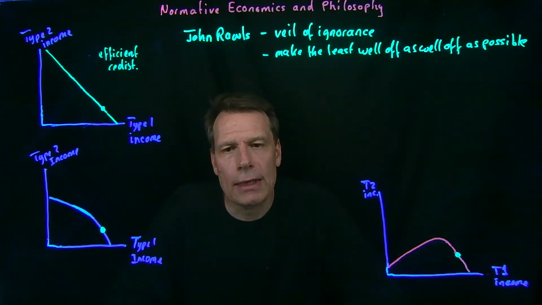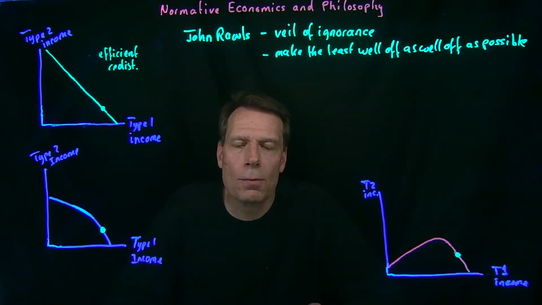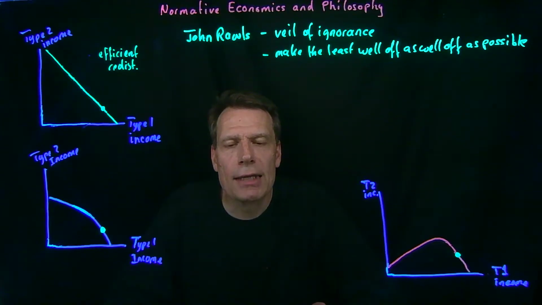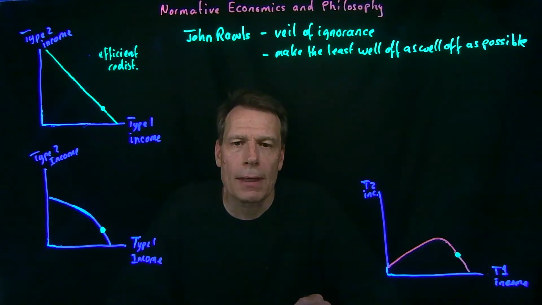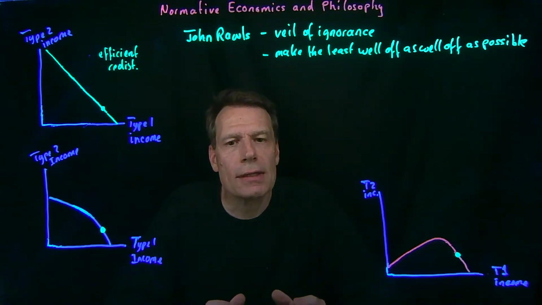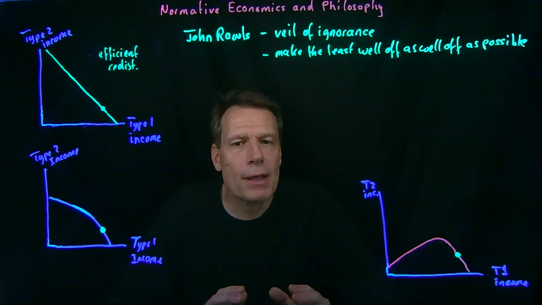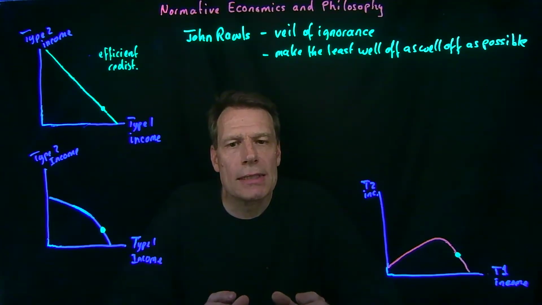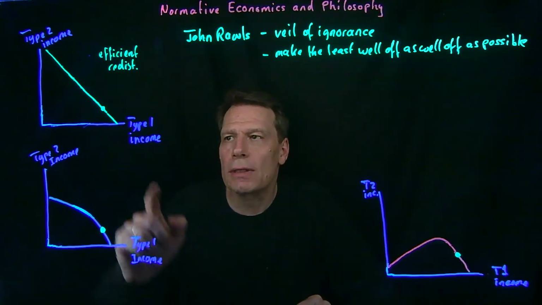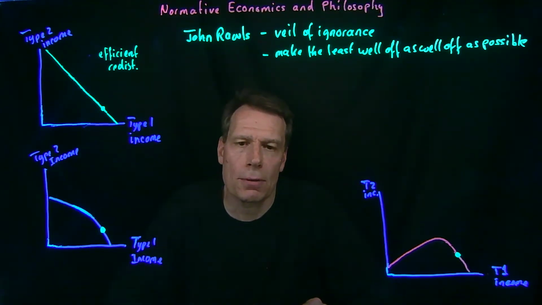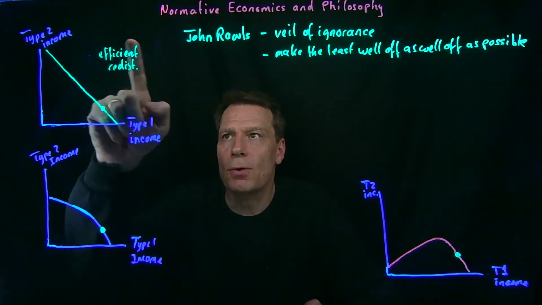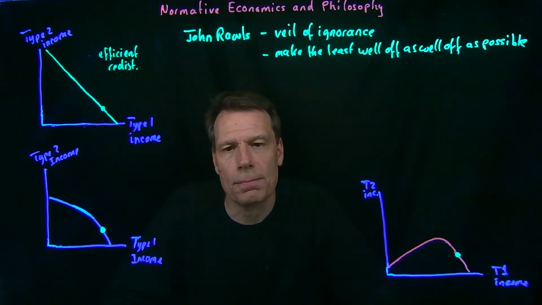Now, when you first look at that, you might think that John Rawls was simply proposing a society of complete equality. And in some cases, his criterion does imply that, but not always. So let's see what this criterion implies for what we would choose along these social possibility curves. And let's start with the one that emerges from efficient redistribution.